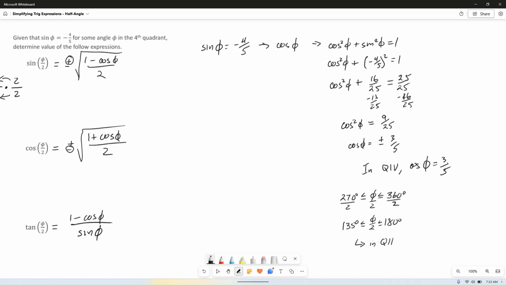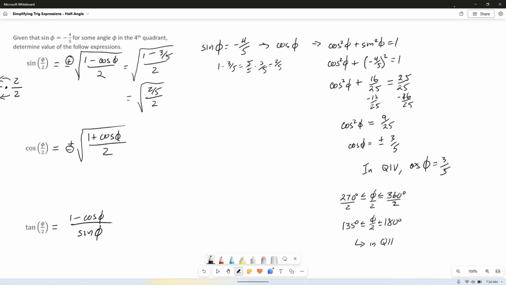So the sine of phi over 2 is going to equal the positive square root of 1 minus 3/5, all over 2. To simplify that, let's first combine the numerator. So 1 minus 3/5, remember, would be the same thing as 5/5 minus 3/5, and that's going to be 2/5. So 1 minus 3/5 is going to be 2/5, and all of that is divided by 2, and we're still within the square root.